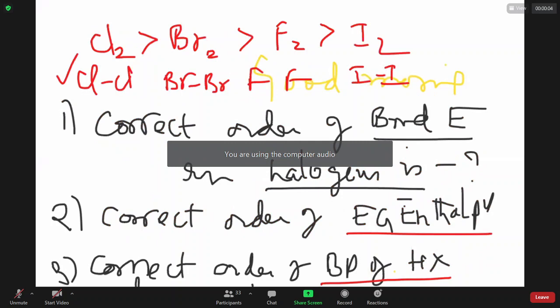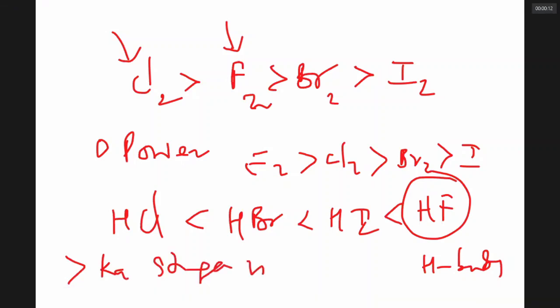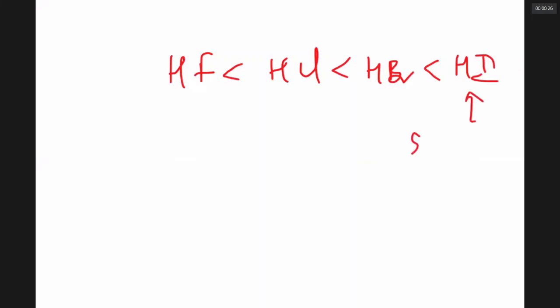The greater the Ka, the stronger the acid. So the Ka order is somewhat important. The Ka order means HF is less than HCl, is less than HBr, is less than HI. Notice this is the strongest acid.